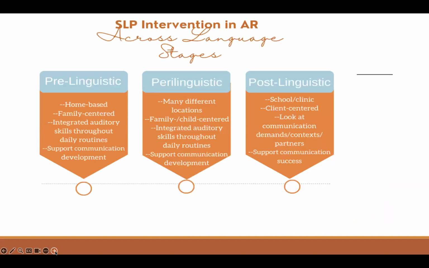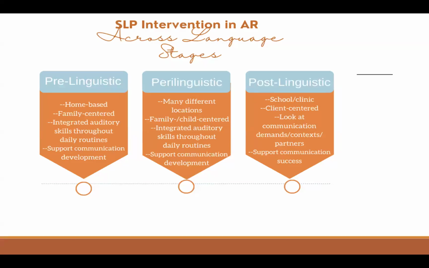So again, just to talk a little bit about what speech language pathology intervention might look like in oral rehabilitation across the language stages. In pre-linguistic intervention, we are definitely going to be thinking about home-based and family-centered early intervention. With a 3-month-old, we are not going to be able to take that baby out of their daily life and do therapy with them and then put them back in. We want to see how the family works with their baby, how the family interacts with their baby, what it looks like at home, and we want to integrate auditory skills throughout their daily routines and do everything we can to support an environment of rich communication development.